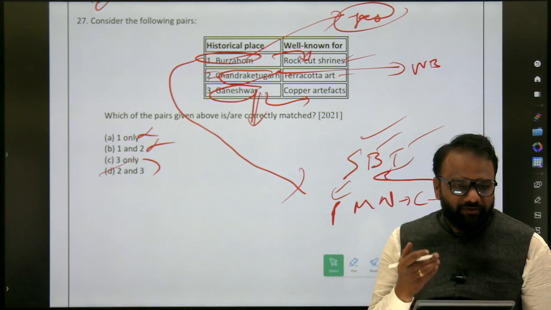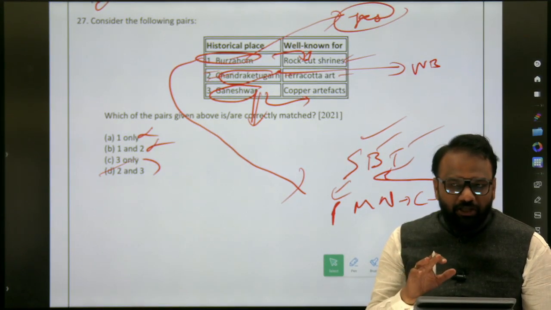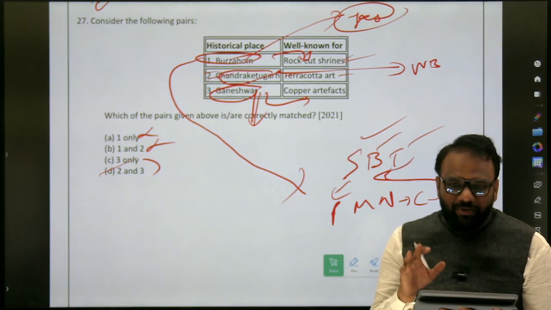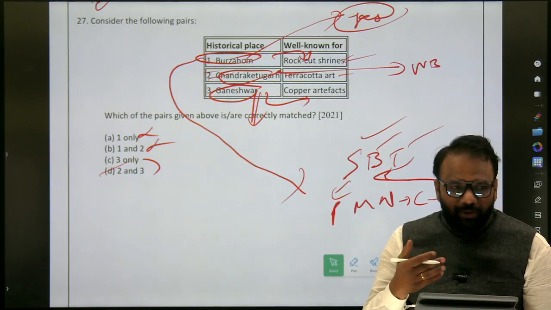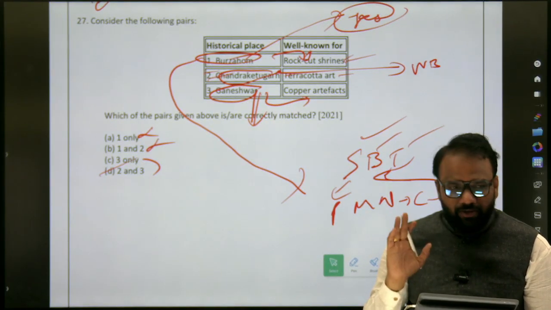We'll do the brainstorming in this fashion. I'm not saying that you'll be able to answer all 15 questions of history, but even if you are able to answer 7 to 8 questions, then the purpose of the exercise that we are doing will be served.